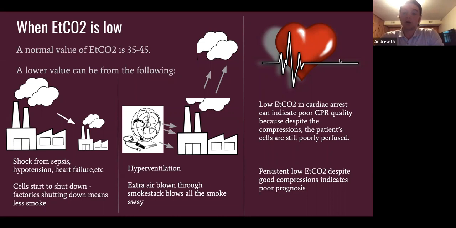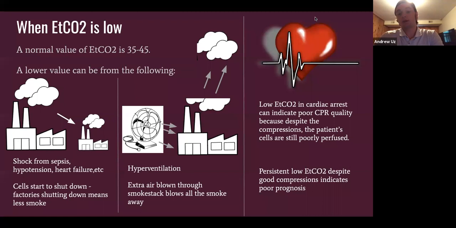And then on the right side, you can see the cardiac arrest and how end tidal plays a role in that. If the end tidal CO2 is low, remember this is a representation of how that factory is running, or that motor, or whatever analogy you like to use. If the motor is running poorly, then you're not going to get much smoke. So if you see a low value, that could mean that your CPR quality is bad, because even though you're doing it, you're not able to perfuse the patient's cells. You're not able to get that factory going.